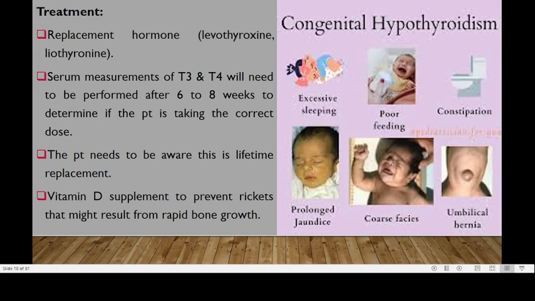In terms of treatment, we could do replacement. We could replace the hormones, and this one we normally administer levothyroxine or the liothyronine. Serum measurements of T3 and T4 will need to be performed after 6 to 8 weeks to determine if the patient is taking the correct dose. The patient needs to be aware this is a lifetime replacement. Vitamin D supplementation to prevent rickets might result from rapid bone growth.